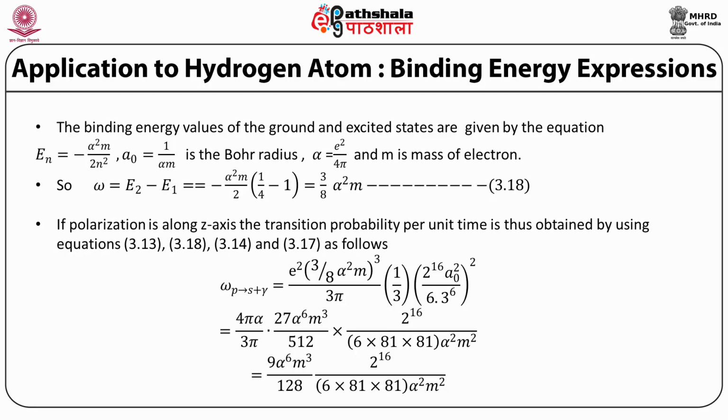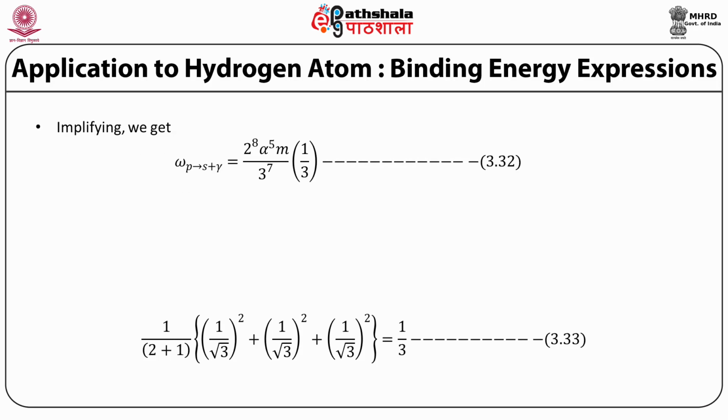The transition probability, or omega, for p going to s plus gamma is equal to e squared into (3 by 8 alpha squared m) the whole thing cubed, divided by 3 pi into 1 by 3 into 2 raised to power 16 a naught squared and divided by 6 into 3 raised to the power 6, the whole thing squared. And this, when you work it out, we get the transition probability for p going to s plus gamma is equal to 2 to the power 8 alpha to the power 5 into m divided by 3 to the power 7 into 1 by 3.